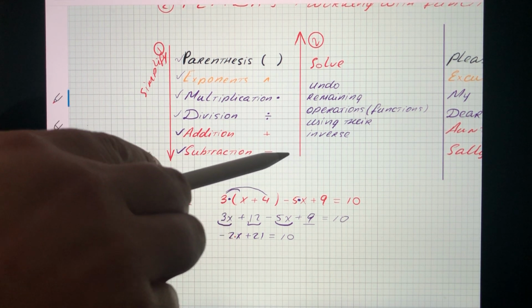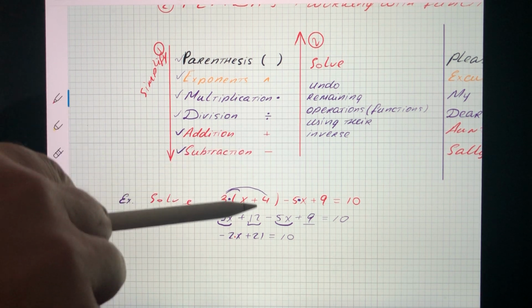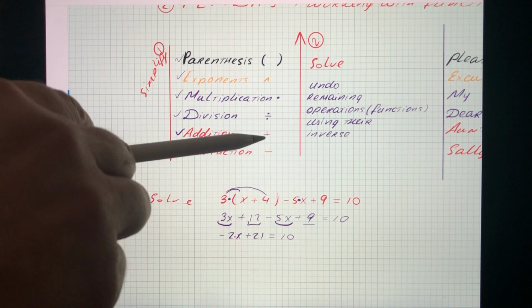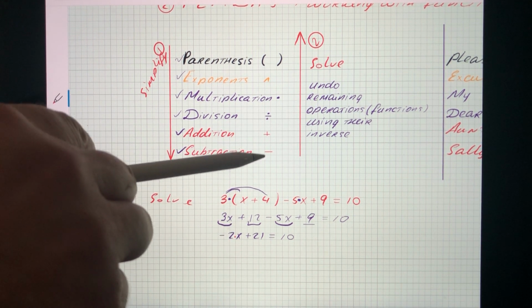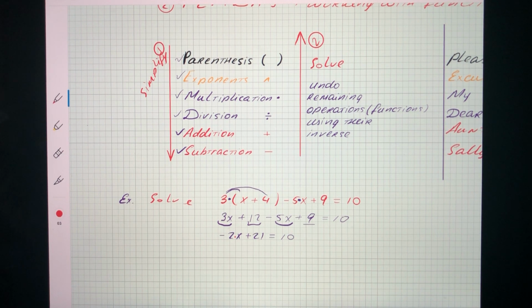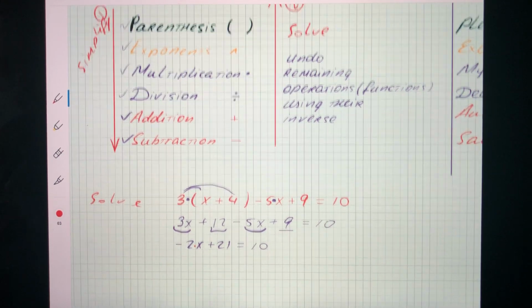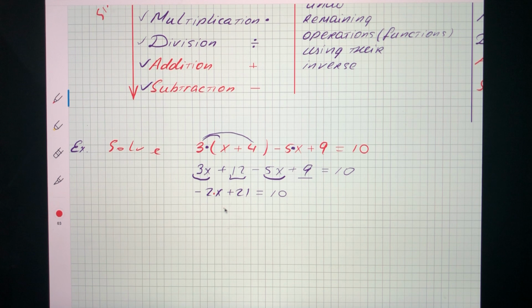We start at the bottom, and the first thing we come across is plus. So the first thing to cancel is plus, using its inverse, which is minus. Whatever we do to one side, we also do on the other side to preserve equality. So we minus 21 from both sides, and that cancels 21, making -2x equals -11. And now the only thing left to do is cancel times by -2.